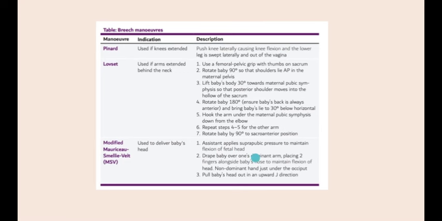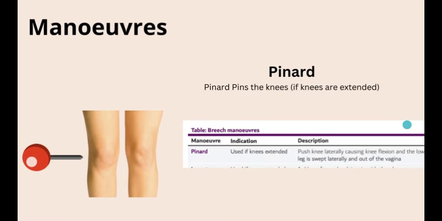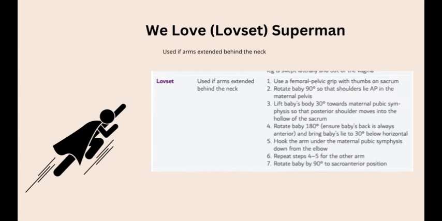So here are some mnemonics that I used last year that I made up to help you remember the different names of the maneuvers and how they work. The Pinard is quite easy to remember because if you just remember, Pinard pins the knees. So if the knees are extended like this and not flexed, you use the Pinard maneuver. So I just think of some knees pinned together like this, and they're standing up, so therefore they're extended. The next one is the Løvset.